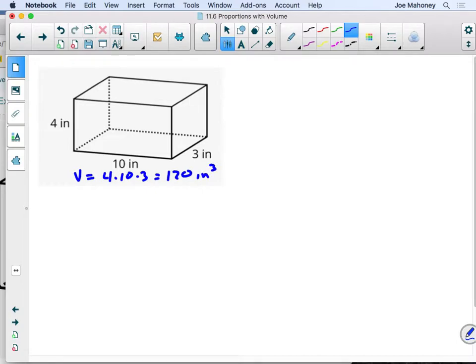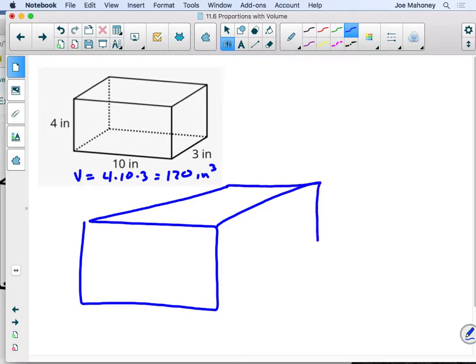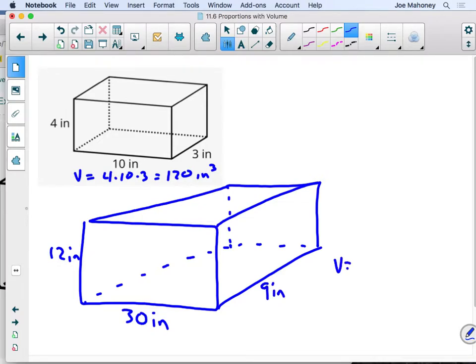Now, let's suppose that we have one that's a lot bigger. Let's say we triple all the sides. We make them 3 times larger. So we got this big old prism diagram, not necessarily drawn to scale. So now everything is 3 times bigger. So this is 12 inches now. 10 times 3, that's 30 inches. And the depth, 3 times 3, 9 inches. The volume of this one is 12 times 30 times 9, and that's 3,240 cubic inches.